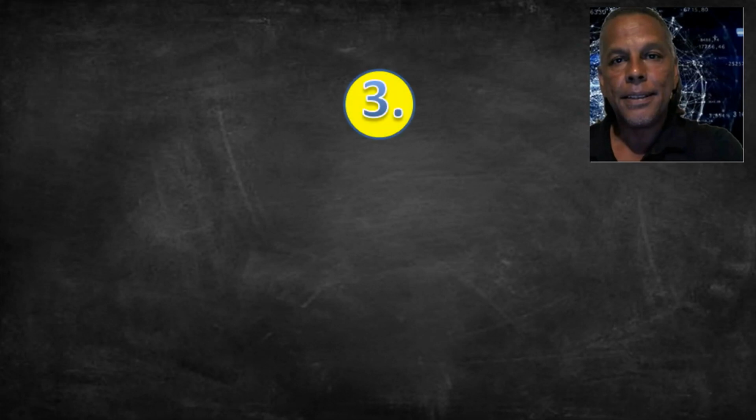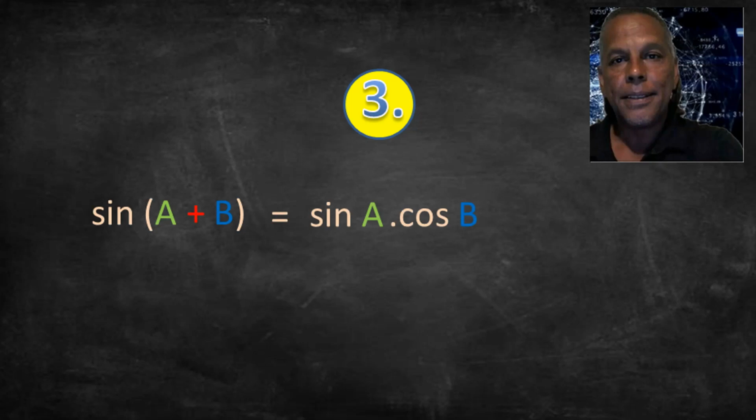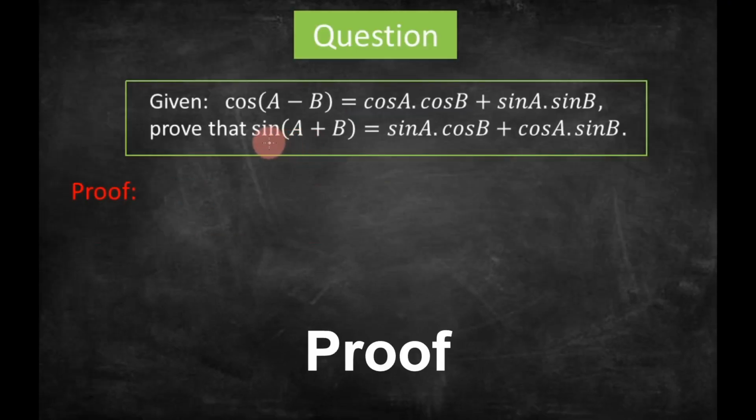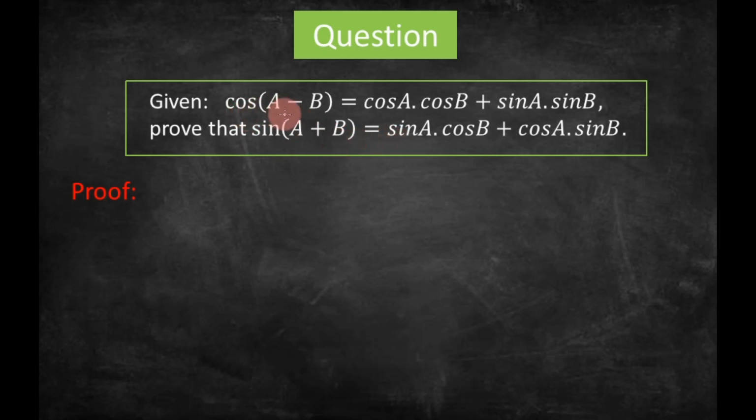Then the third compound angle expansion says that the sine of A plus B equals the sine of A times the cos of B plus the cos of A times the sine of B. So this is typically how the sine expansion for A plus B is asked in the exam. We are given the cos expansion for A minus B, and we have to use it to prove the sine expansion. So we can start with the left-hand side of what we need to prove. The left-hand side here, of course, is the sine of A plus B.